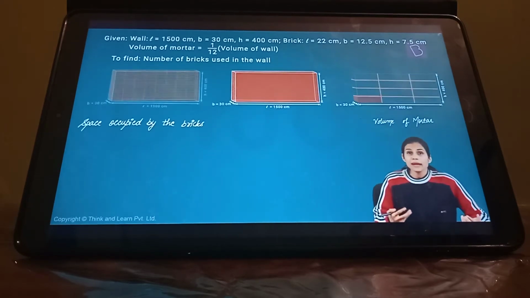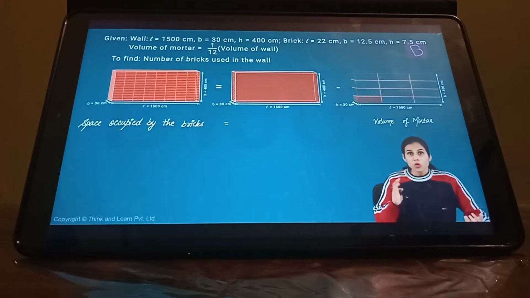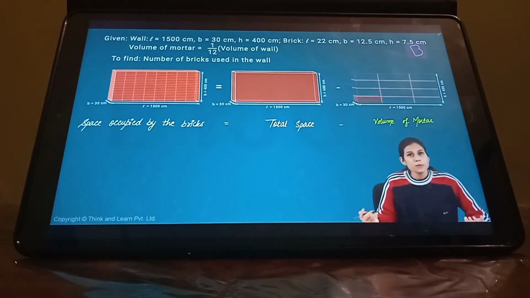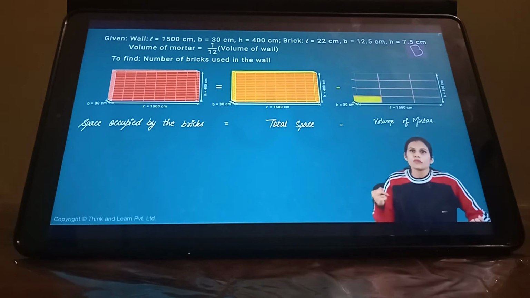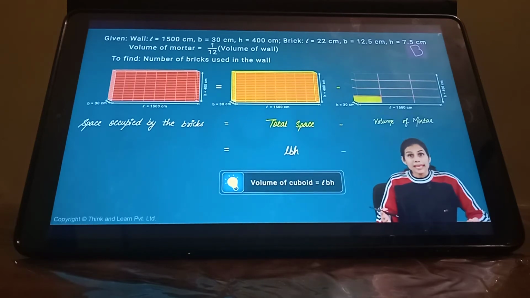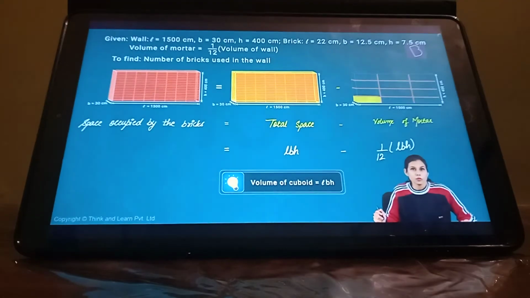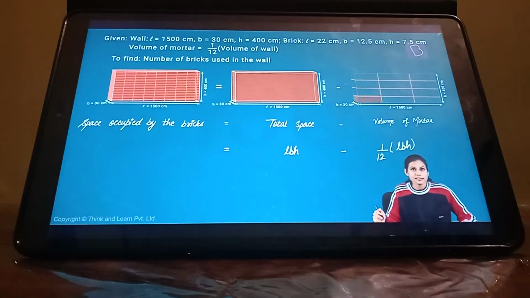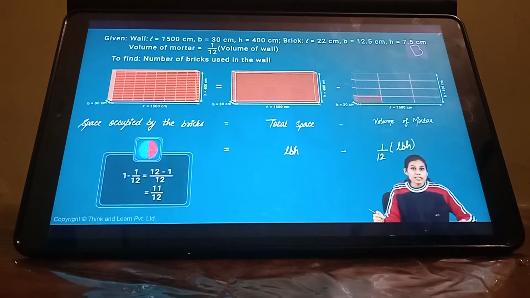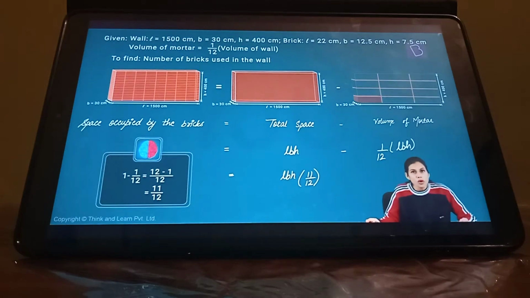But space occupied by the bricks will be what? Total space available on the wall minus space occupied by mortar. Right? That means volume of the wall minus volume of the mortar. That means volume of the wall minus 1/12 of volume of the wall. Right? Which in the next step gives me what? 1 minus 1 by 12, that is 11 by 12 times volume of the wall.